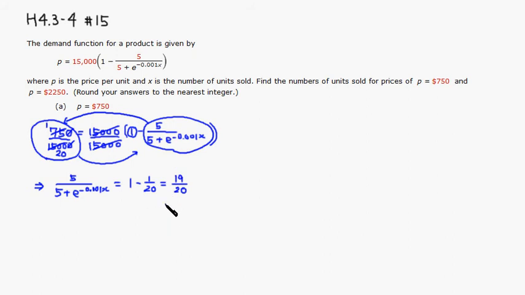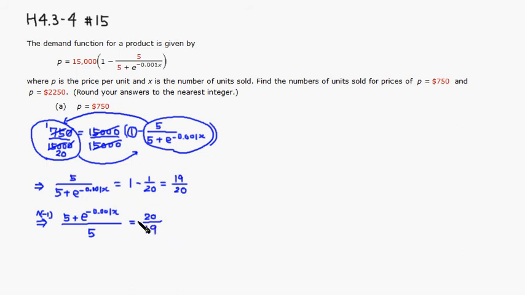Then the next step, since we want to isolate x, I would like to put it on top. So I'm going to go ahead and take the reciprocal of both sides. So you have (5 plus e to the negative 0.001x) over 5, which is equal to 20 over 19.